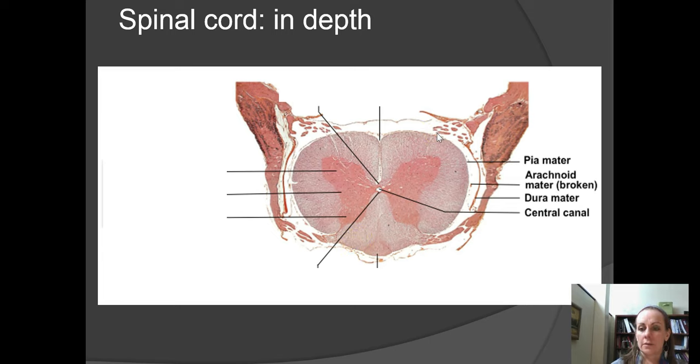Now, here is the pia mater, the arachnoid mater, and the dura mater that we know from before. Here's this thing called the central canal. It's that hole right in the center of the spinal cord. We discussed it in chapter 14 in the brain, because cerebrospinal fluid will flow through this. It comes out of the fourth ventricle and into that central canal, and this central canal will go the entire length of the spinal cord.